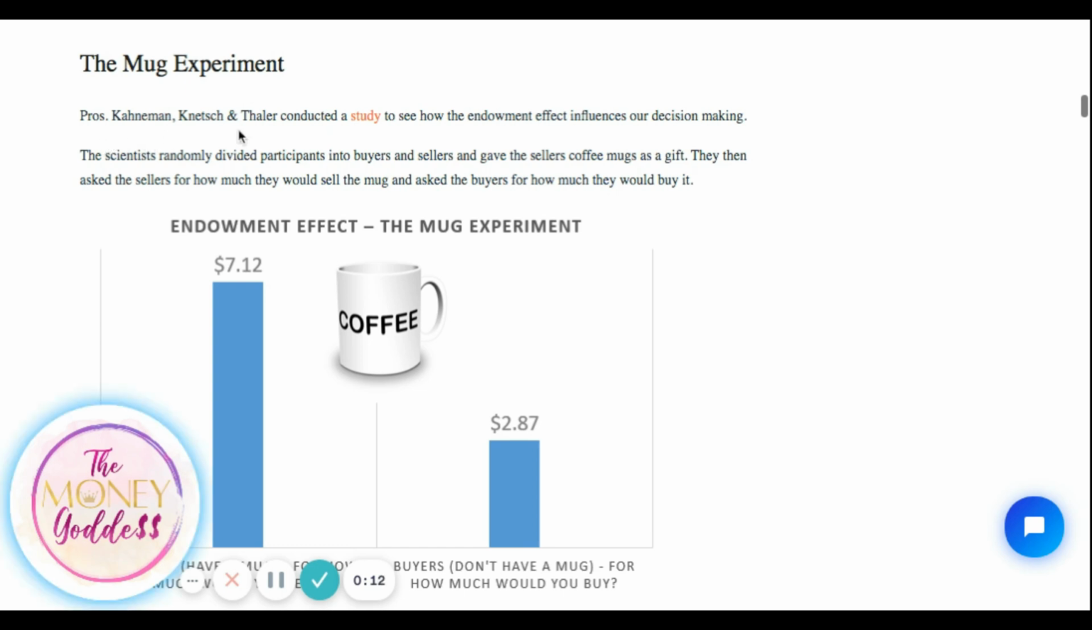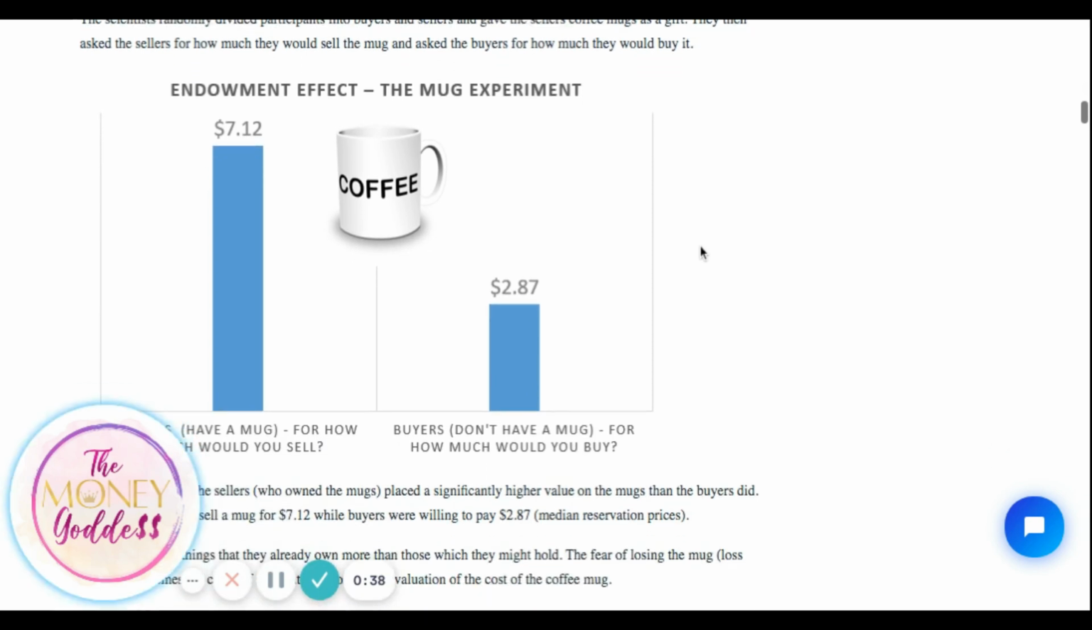These fine professors here, whose names I will definitely butcher, conducted a study to see how the endowment effect influences our decision making. The scientists randomly divided participants into buyers and sellers and gave the sellers coffee mugs as a gift. Then they asked the sellers how much they would sell the mug for, and then they asked the buyers how much they would buy it for. And look what happened. The same coffee mug. Sellers thought it was significantly worth more than buyers thought that the coffee mug was worth, right? Everybody wants a bargain. Everybody wants to buy low and sell high.